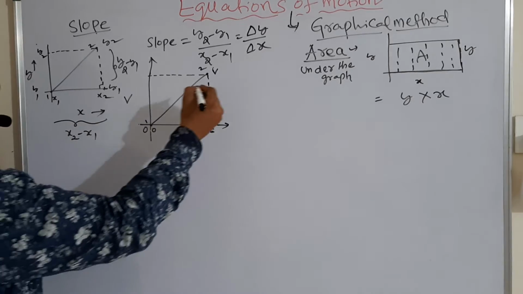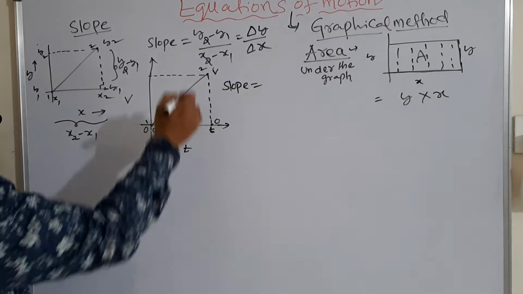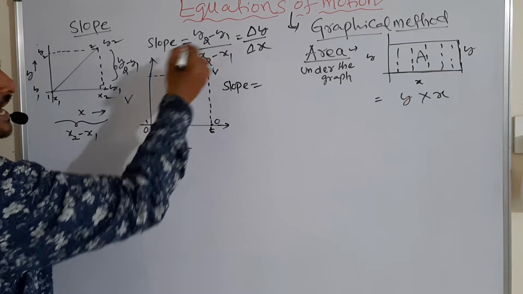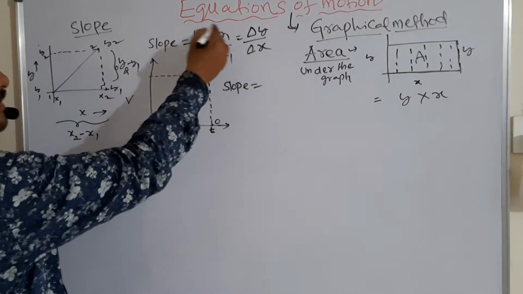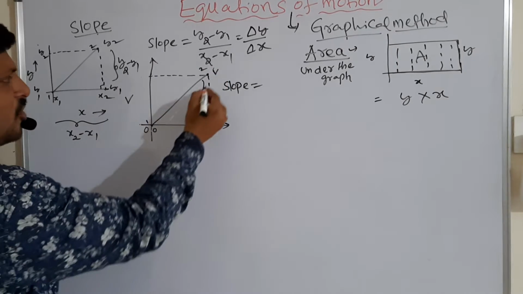Then write here slope. Slope is equal to y2 minus y1 by x2 minus x1. y2 minus y1 means change in y-axis. This much change. How much change is this?